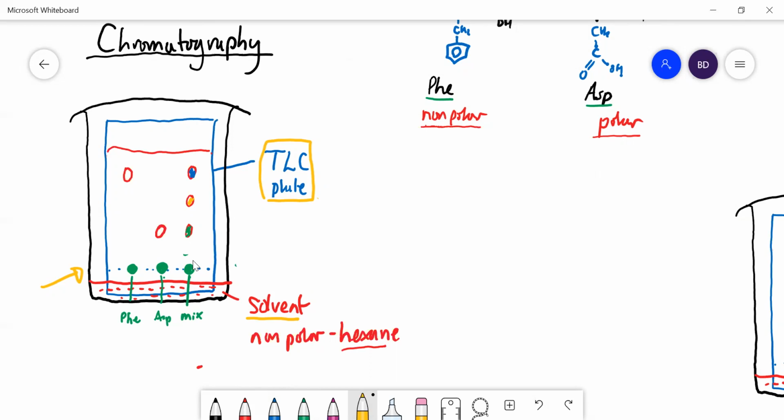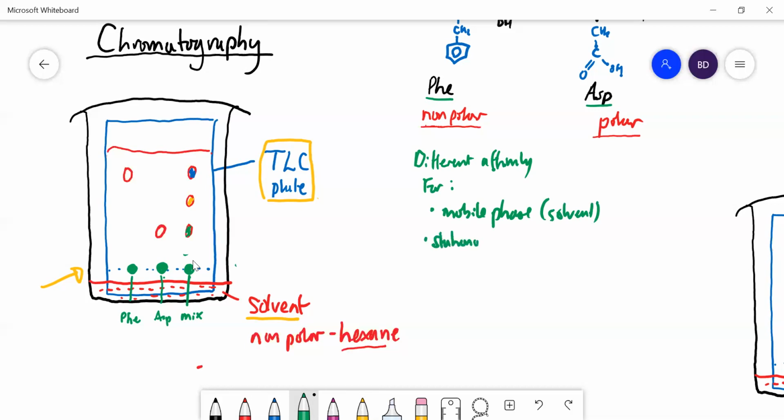Right, so it's done what it's supposed to do. It has separated a mixture of substances. And how has it done that? Well, it's separated because there are different affinities for the mobile phase, which is the solvent, and the stationary phase, which in this case is the silicon dioxide on the plate. That's how chromatography always works. The substances must have different affinities for the mobile phase and for the stationary phase.